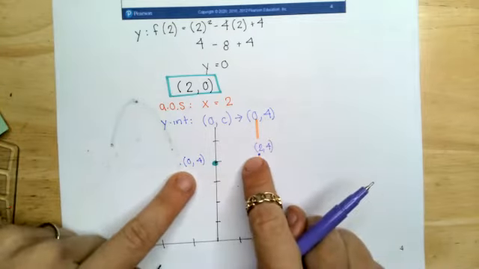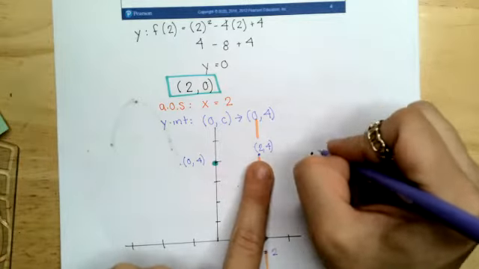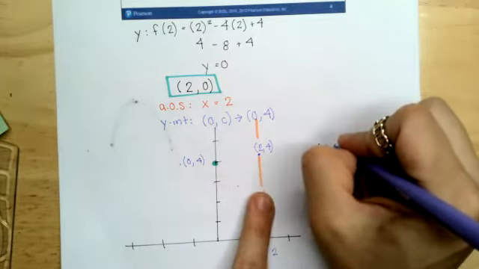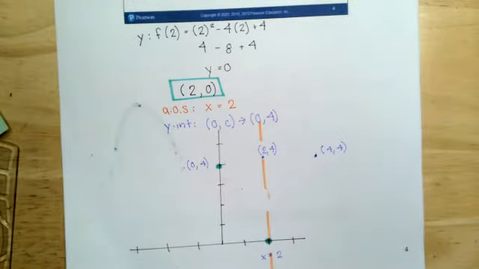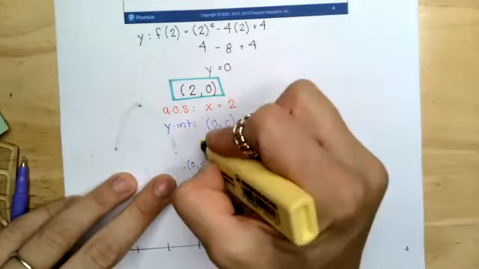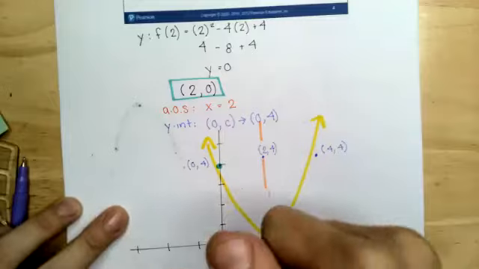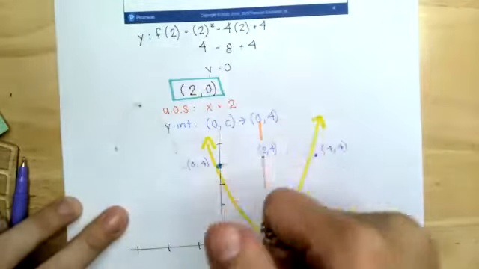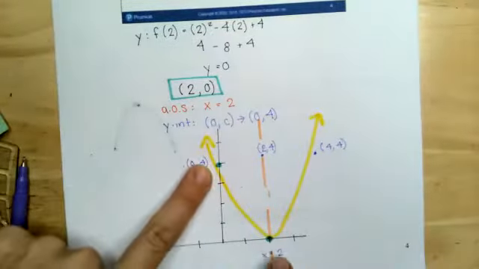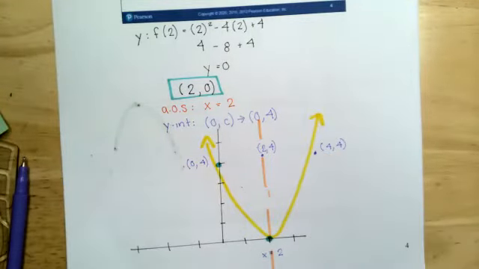The distance between 0 and 2 is 2 units. That means I need to go over 2 units to 4, 4 for the rest of my graph. Good? Not great, but okay. I'm very not good at curved lines. Based on the y-intercept and the vertex, I can make the whole graph, okay?